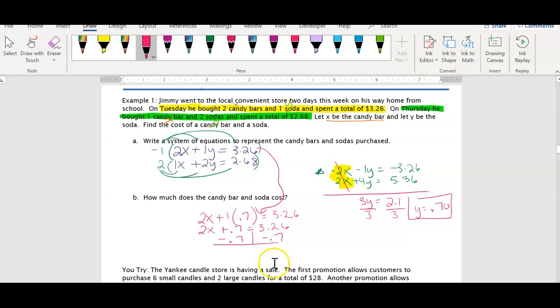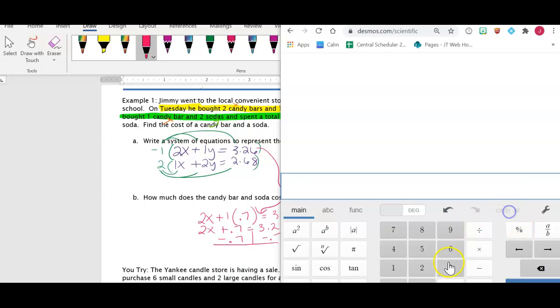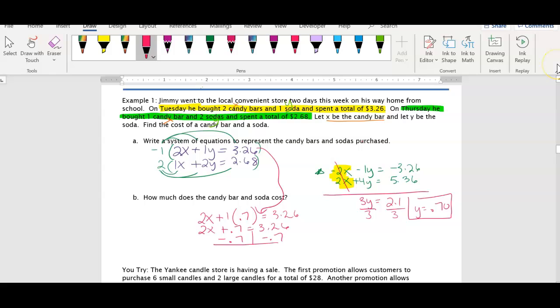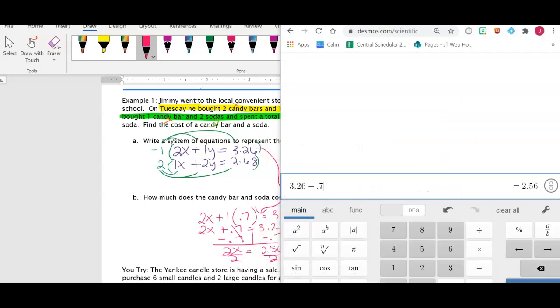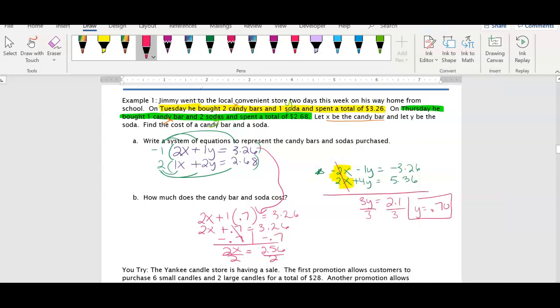So in my calculator, I'm putting in $3.26 minus 0.7, 70 cents, and I get 2.56. So 2.56 equals, and then those cancel, leaving me with 2x. My last step, divide each side by 2. This is going to give me what x equals. So I'm doing 2.56 divided by 2. And I get a final answer of $1.28.